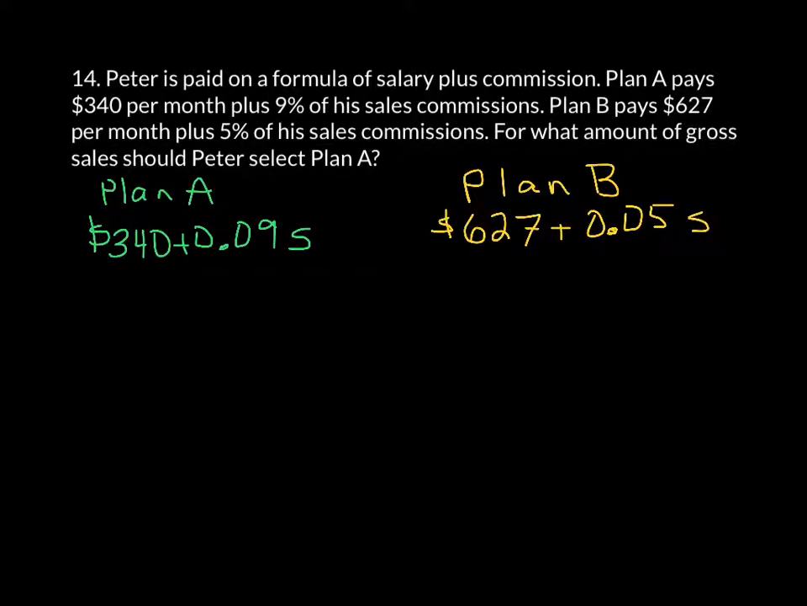Plan A is $340 of salary plus 9%, or in decimal form 0.09 times your sales commissions, which is S. Plan B is 627 plus 0.05 S. So what we want to know is, when is Plan A greater than Plan B?